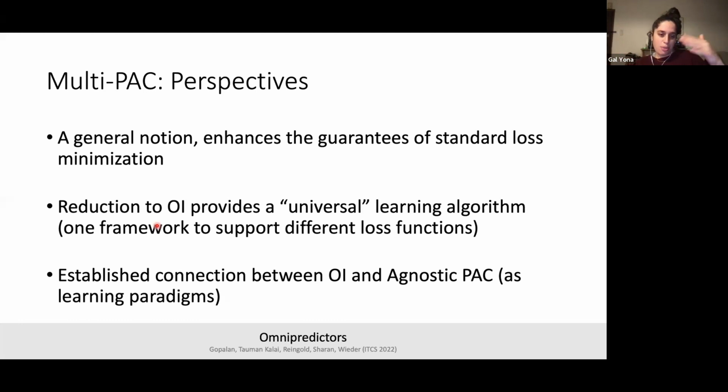And in a way, we've also established connections between OI as a learning paradigm and agnostic PAC, which is an established learning paradigm. And this is also very related to questions recently studied in the Omni predictors paper from ITCS.